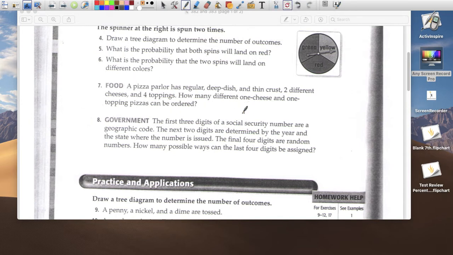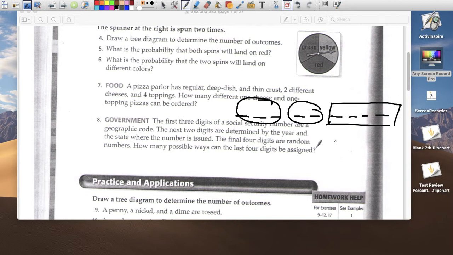Social Security numbers are made up of 3 numbers, then 2 numbers in the middle, and 4 numbers at the end. These first 3 tell you what part of the country you're from. The next 2 tell you what year and what state that Social Security number comes from. And the last 4 digits, it's really about you. The last 4 digits are randomly assigned, right? And mine, for example, like I was telling some of you in class, is 2666.